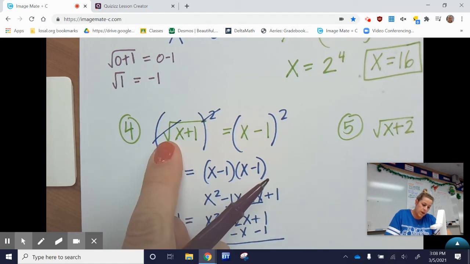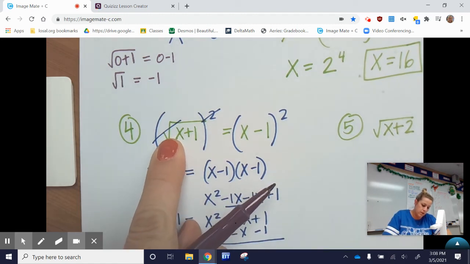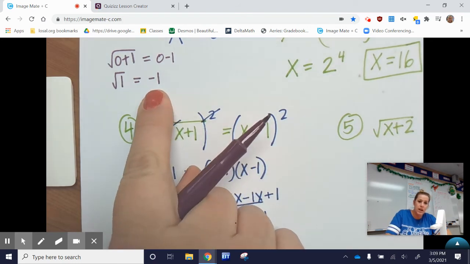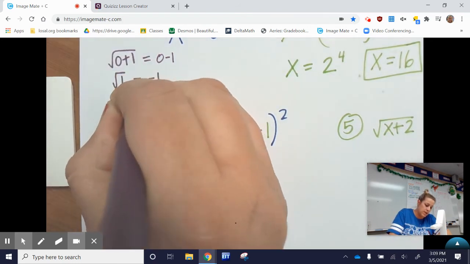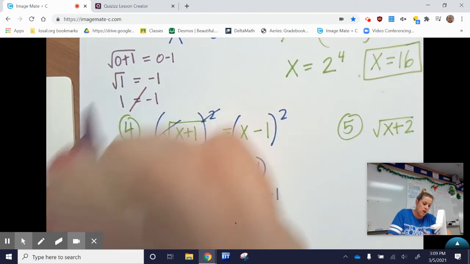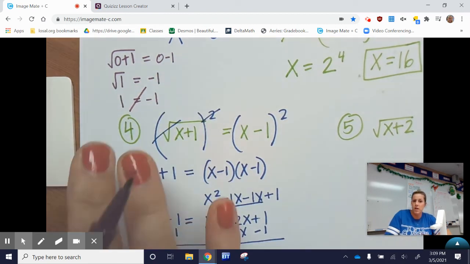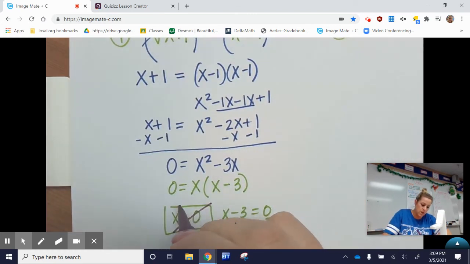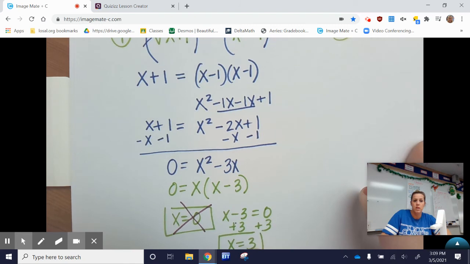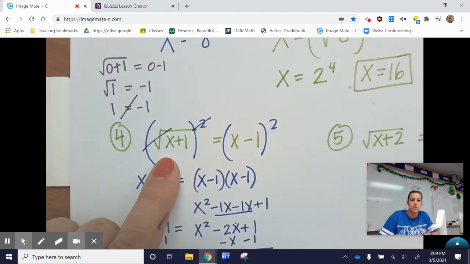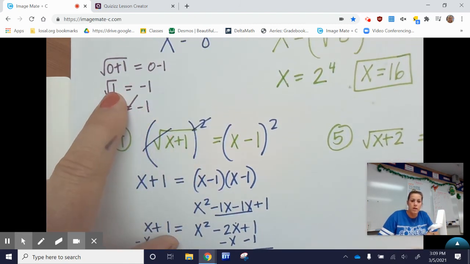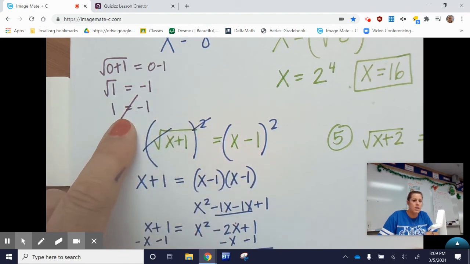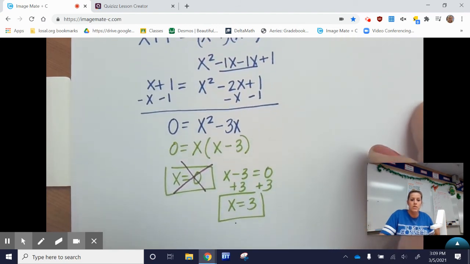So if I look here, 0 plus 1 is 1. 0 minus 1 is going to give me a negative 1. But when I get this, it does not work. These are not congruent. These are not the same. So therefore, this 0 is not a solution. It didn't work because I plugged it back into my original. 0 plus 1 is 1. 0 minus 1 is negative 1, and that's not consistent, okay? So now we're going to try 3.